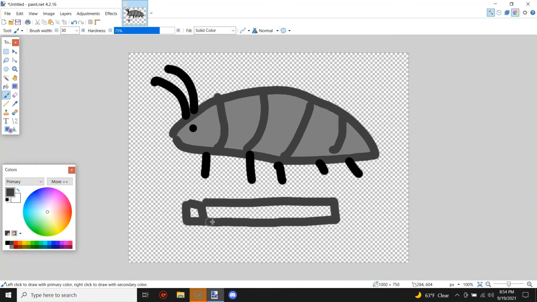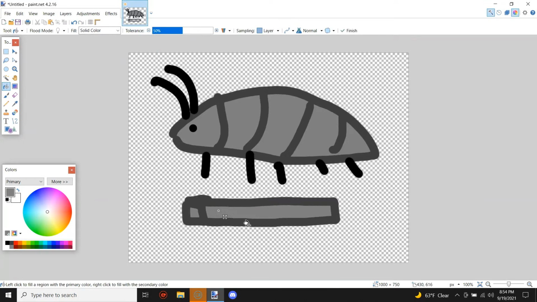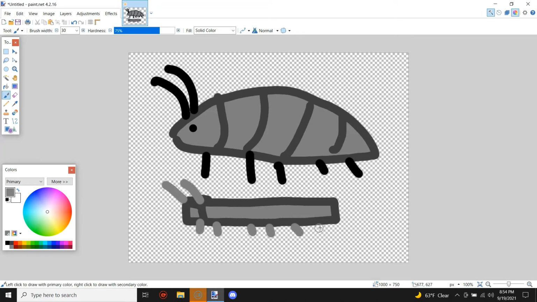A gray rectangle. 3-dimensional rectangle. It's not going to look that great. It's probably going to look worse than this, honestly. It's going to look a lot worse. Maybe I can try and give it some antennae. Some legs. It looks like a stone bug instead of a stick bug.